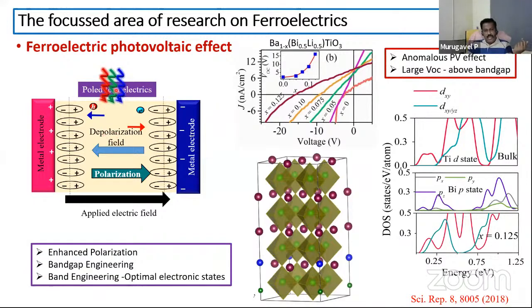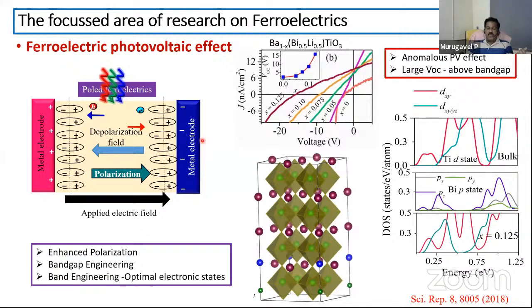Now if you shine a light suitable to the band gap of this ferroelectric material, there will be electron hole pair generation due to this photoexcitation process. In the absence of a depolarization field, these electron holes will recombine quickly. But since there is an internal field, the electron hole pair will get separated quickly, and that leads to a current and a voltage. So this effect is called the anomalous photovoltaic effect.